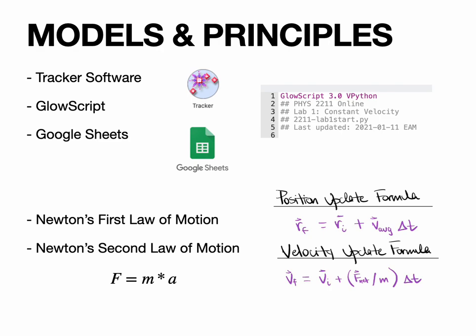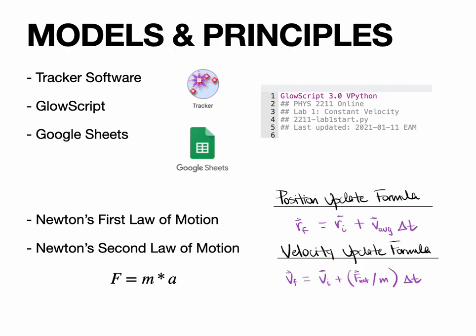The models and principles needed for this lab: Tracker software was used, GlowScript coding was used, and Google Sheets was used for data entering and analysis. And also Newton's first law and Newton's second law are important here.